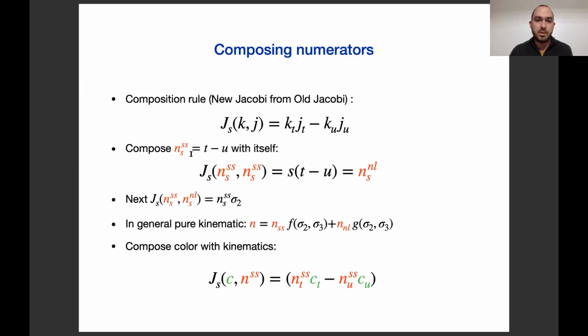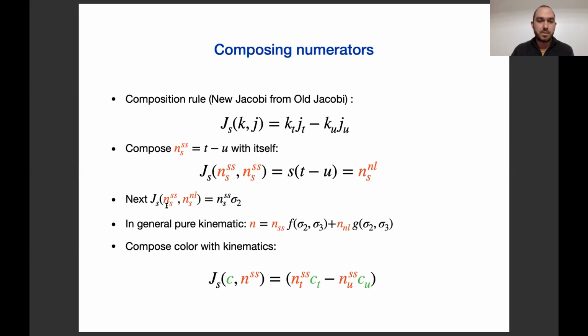Just start with this, the simplest kinematic numerator, T minus U, for the S channel numerator. Just compose it with itself, and you get precisely the nonlinear sigma model numerator. So it's quite interesting that the sigma model numerator is just a composition of Yang-Mills scalar with itself. Okay, that's great. What happens if you keep going?